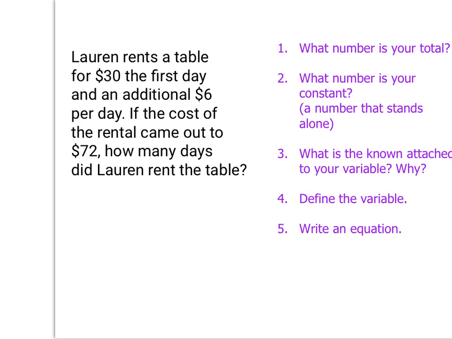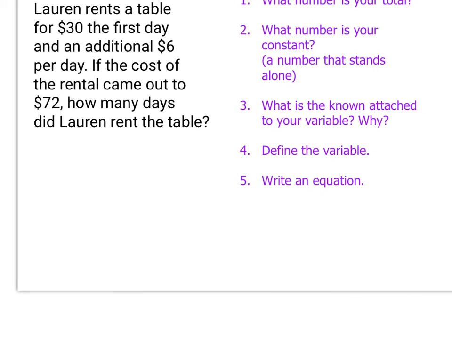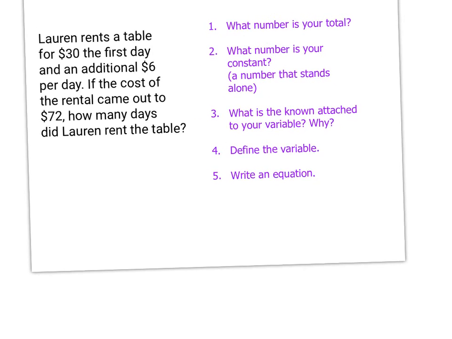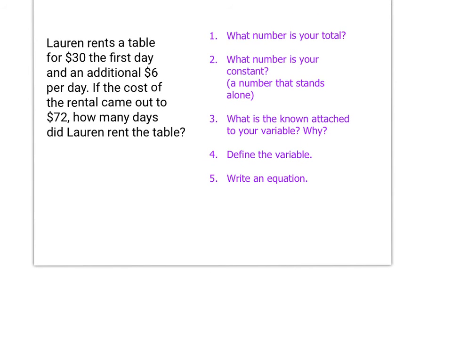So first step we need to do is find what is the total in this problem. So the total for this one would be the cost of the table. So our total would be $72 equals. Now what is our constant?